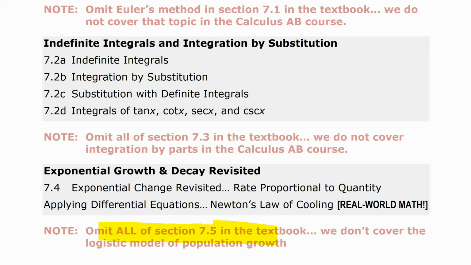And then we don't look at section 7.5 at all. This is another model of growth called the logistic model. We just focus on exponential.